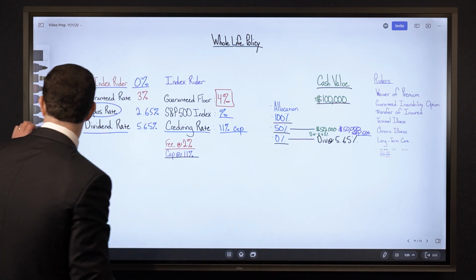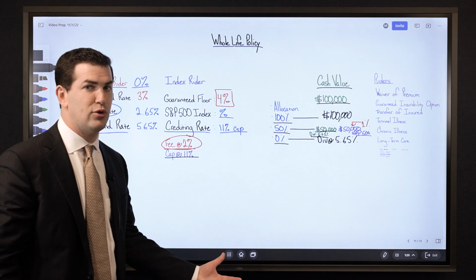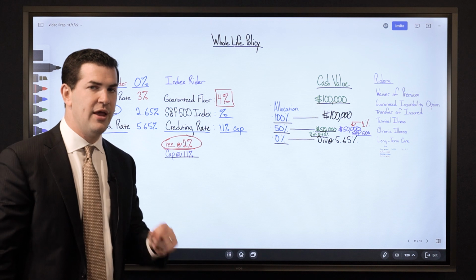Now, a side note here as well: that 2% fee will only be applied to the percentage of cash value that's tied to the S&P 500 index, not the other 50K that you have tied to the basic dividend. And with the 100% allocation, that means you've got 100%, or $100,000, tied to the S&P 500 index, and the 2% fee would be assessed to the full $100,000.